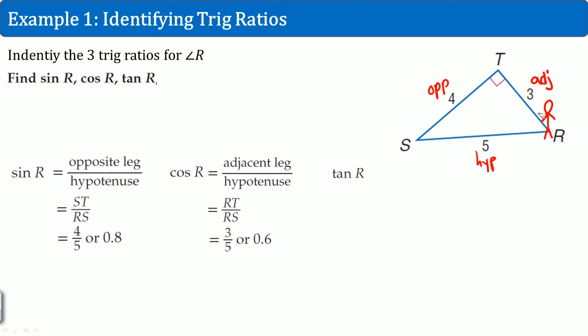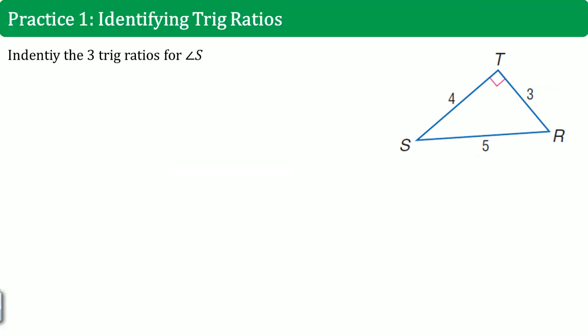Last one, tan of R. Tan of R is by definition your opposite leg divided by your adjacent leg. The opposite leg here is 4, the adjacent leg here is 3. Plug it in, you get 1.3 repeating. So this is how you find sine of R, cosine of R, and tan of R. Let's look at the practice problem. Here, it's the same thing, but you're going to look at it from the point of view of angle S. So put our person here.